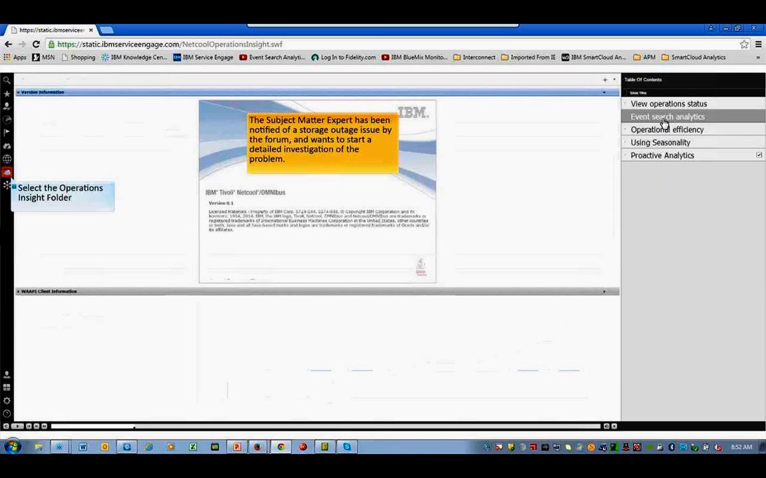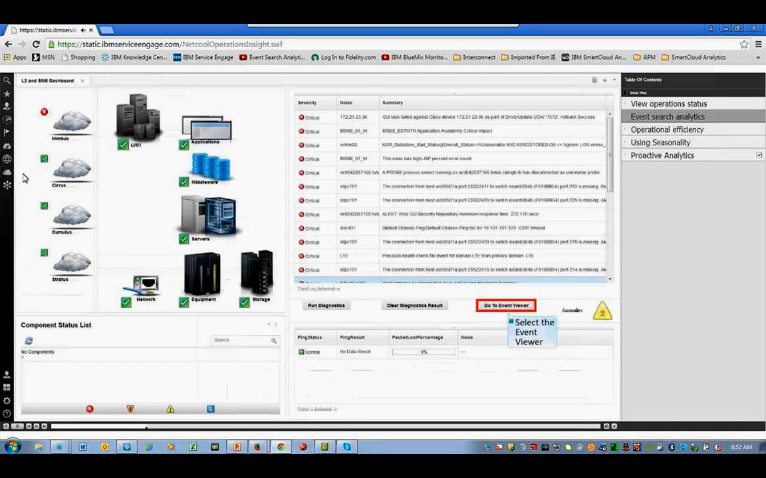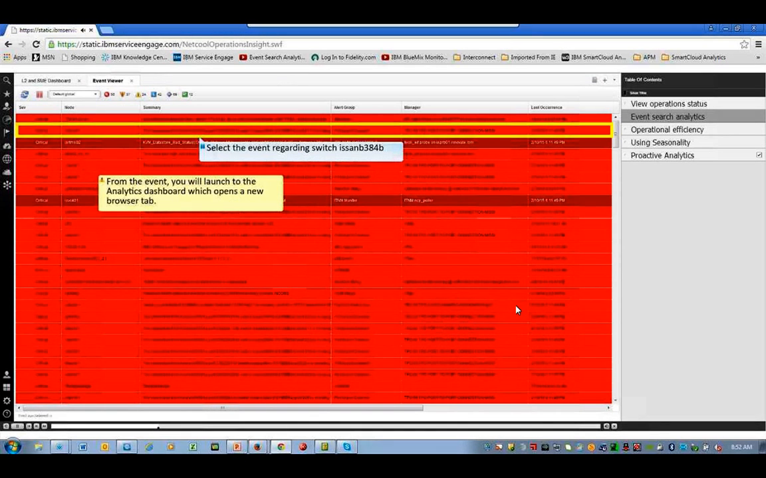I'll quickly show you the event search. This is the embedded capability within NetCool Operations Insight. NetCool Operations Insight is, again, your ops domain, managing your entire environment here. There's an event viewer here that gives you a list of all the events that you've configured to be displayed by various users and by various criticality. Here is a critical alert.